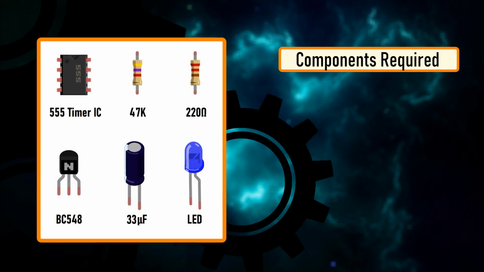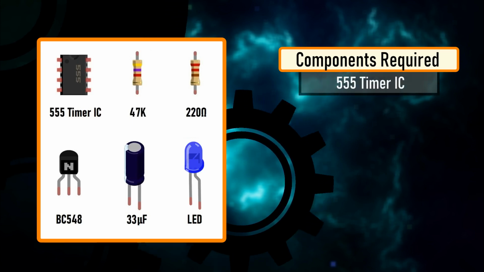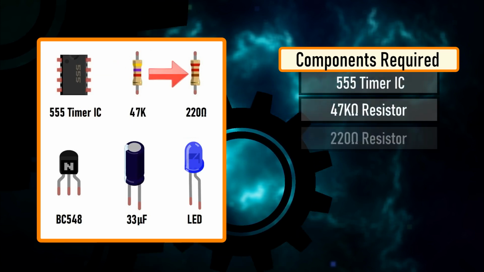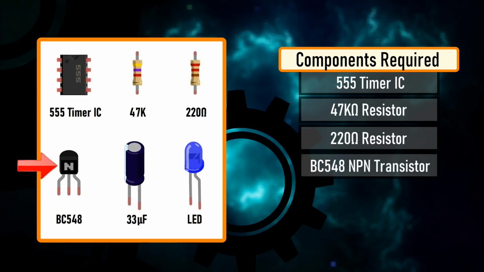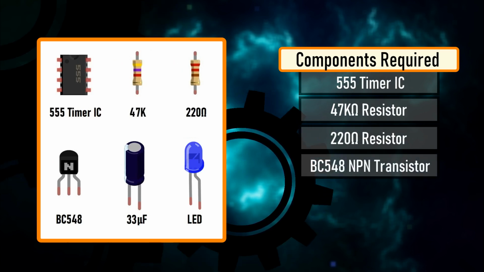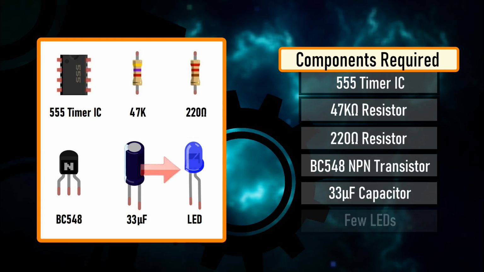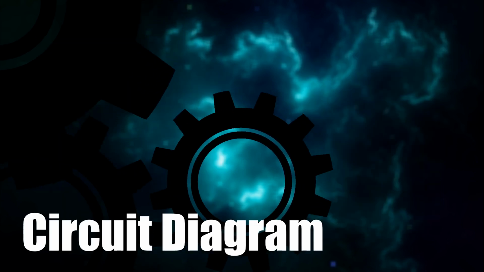For this tutorial, you need one 555 timer IC, one 47 kilo ohm resistor, one 220 ohm resistor, one BC548 NPN transistor, one 33 microfarad capacitor, and a few blue LEDs.